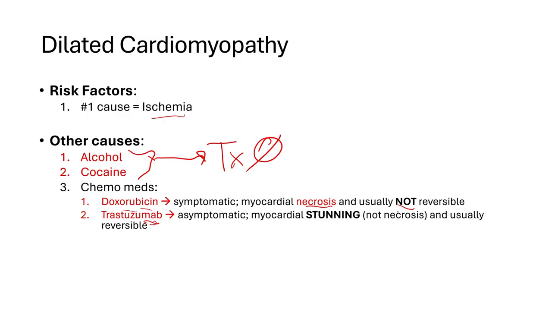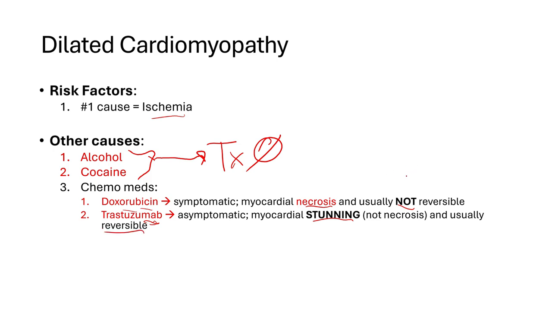On the other hand, trastuzumab leads to something known as myocardial stunning. Myocardial stunning is exactly what it sounds like. It stops the cells from dividing, thus in turn leading to thinning. This does not lead to cell death, thus this is typically going to be a reversible cause.